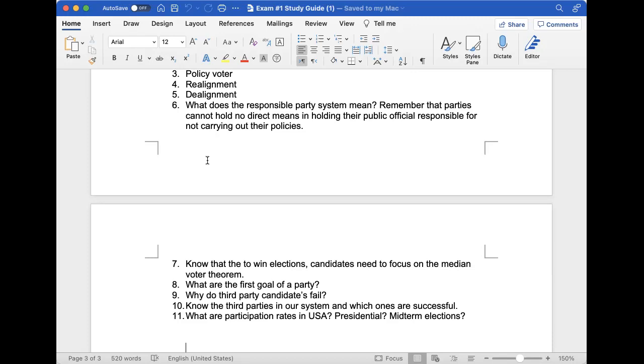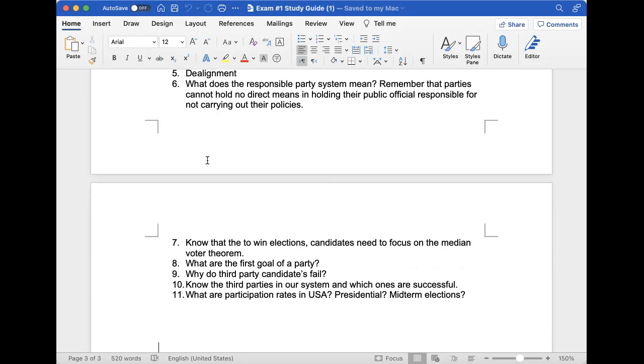And know the participation rates in the US. Usually in the presidential election, it's about 60%. In midterms, it's around 30, and we're having a midterm election coming up. Usually it's roughly half in the midterm election as far as participation, as opposed to the presidential election.